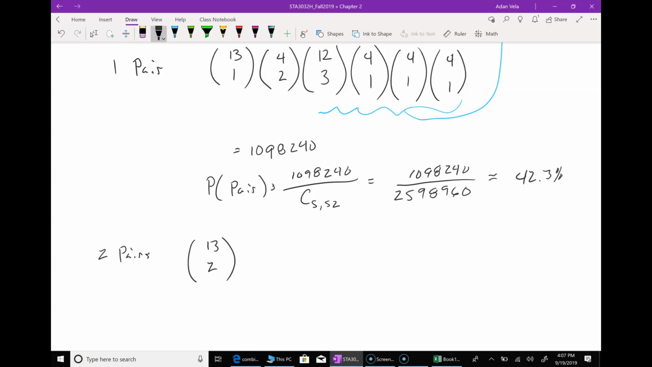Now for the first pair, we're going to do 4 choose 2, which is where we assign suits to the pair. So 2 cards are going to be picked out of 4 suits. Likewise, because we have 2 pairs, we're going to repeat that again. So this is the suit for the first pair, and there's the suit for the second pair.